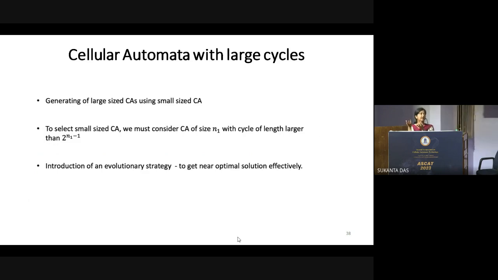If I find two cycle structures, we can find the resultant cycle structure with the help of LCM and GCD, just in the strictly reducible CA. So we get two CSs and concatenate. Now what CSs are we concatenating? This is the second step. Select small size CA: we must consider CAs of size n1 with a cycle of length larger than 2 to the power n minus 1, and we are doing that in a stochastic manner.